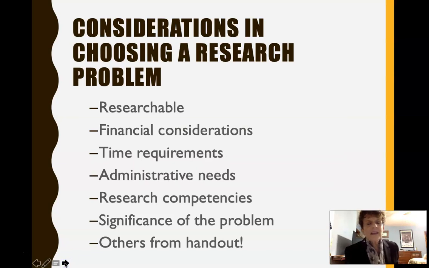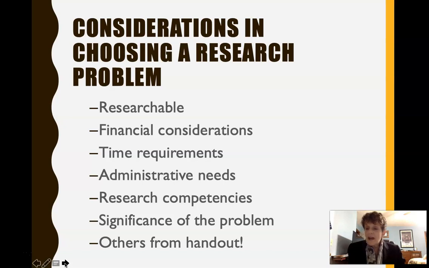So what are the things that we have to think about when we want to choose a problem? I mean, all of us can certainly say there's a lot of things that we know out there that we would like to study to see why they are the way they are. But what are the things we have to consider before we undertake some of the lofty goals that we may have in mind? First of all, is it something that we can get the information, get the data, get the primary sources to research it? Is it really something that's researchable? We also have to think about the financial considerations.